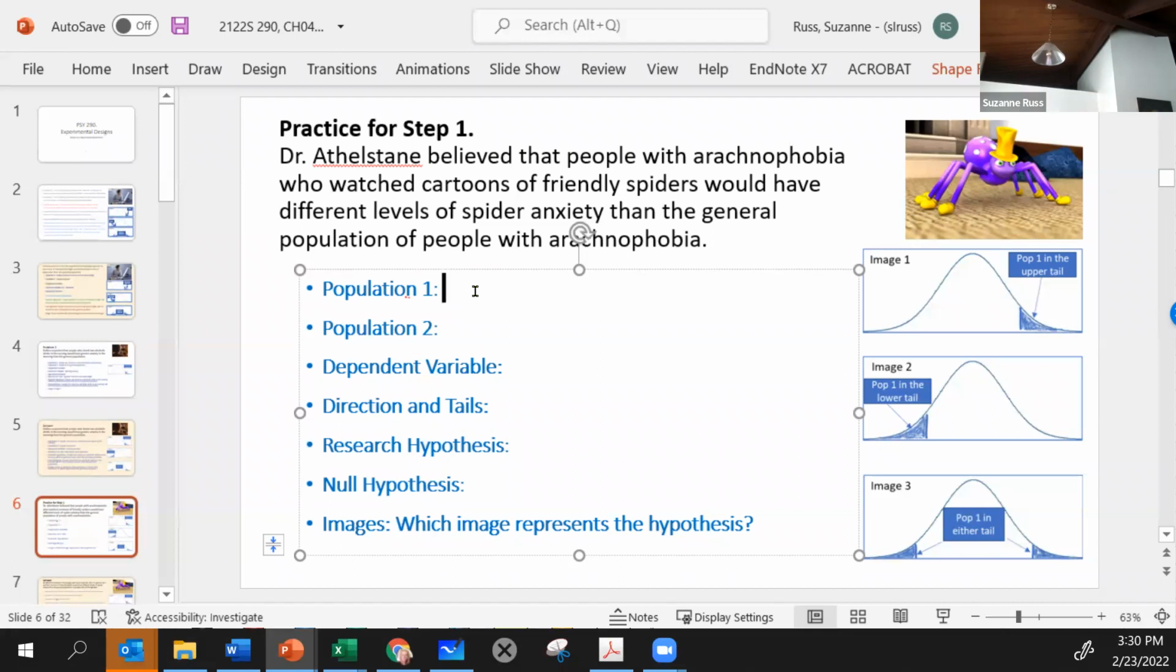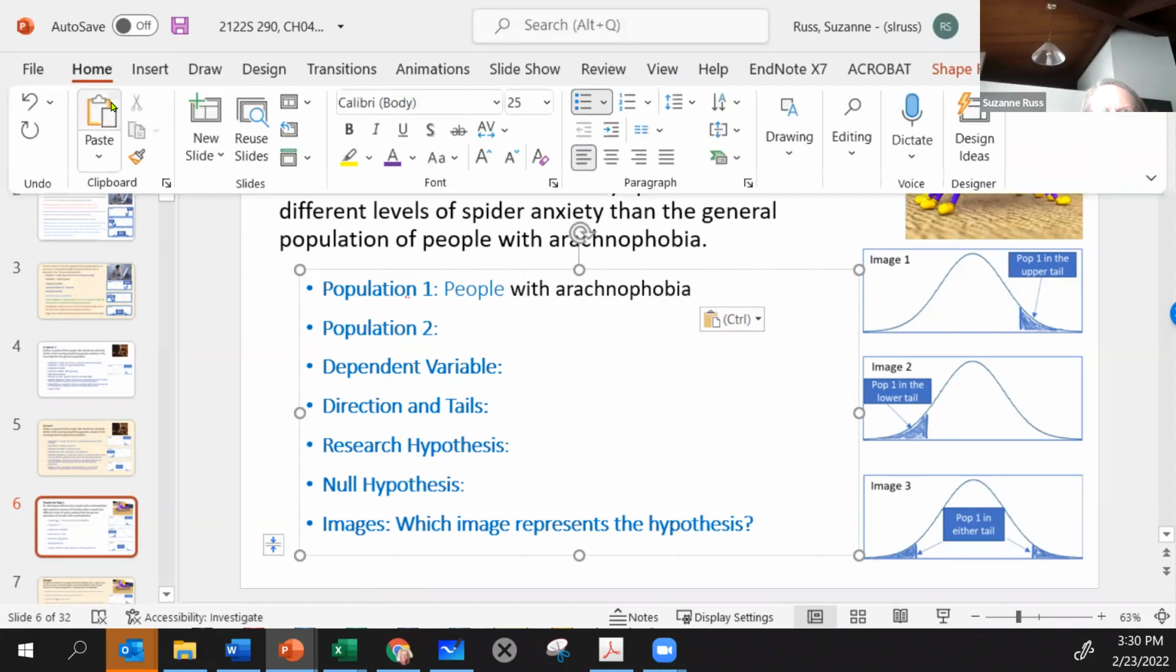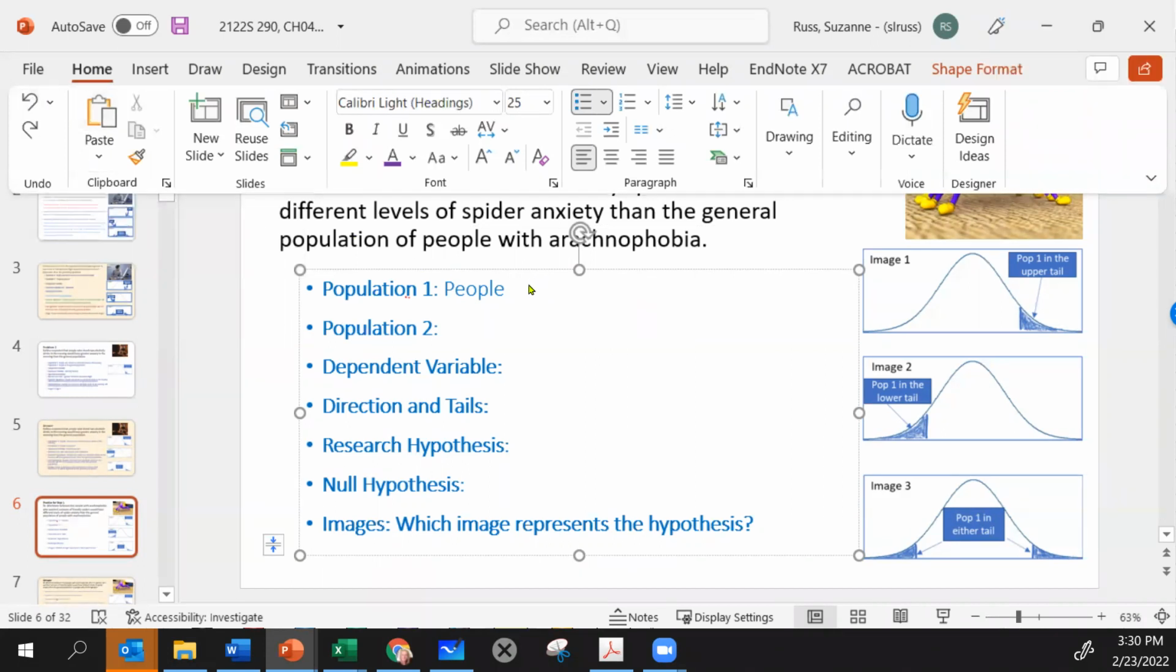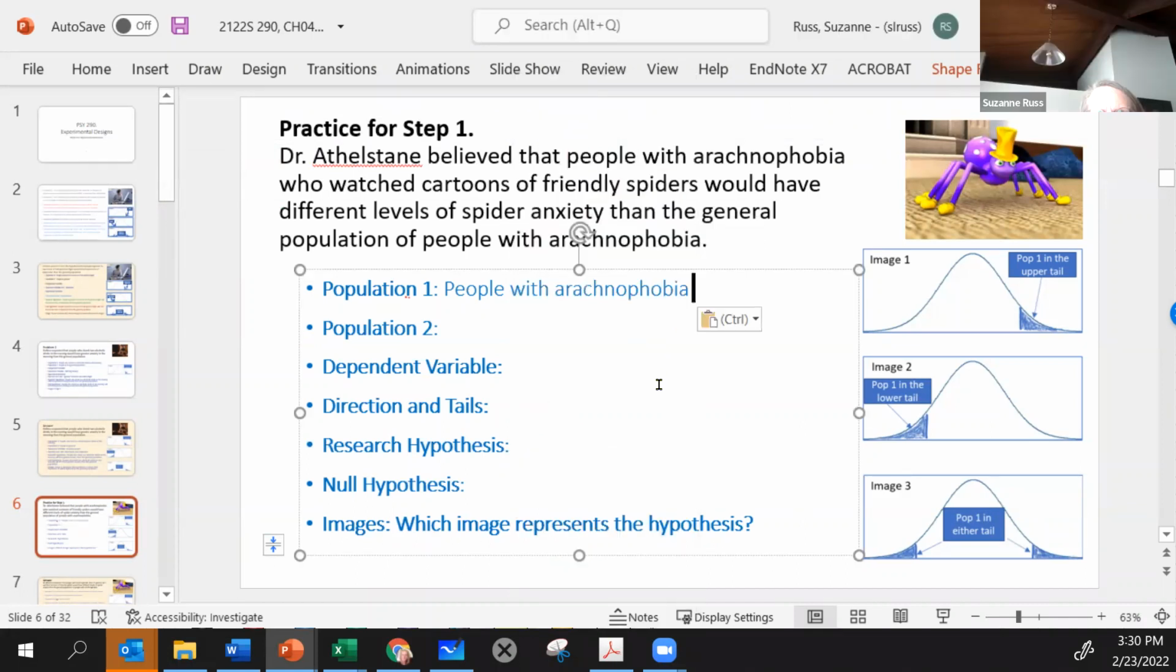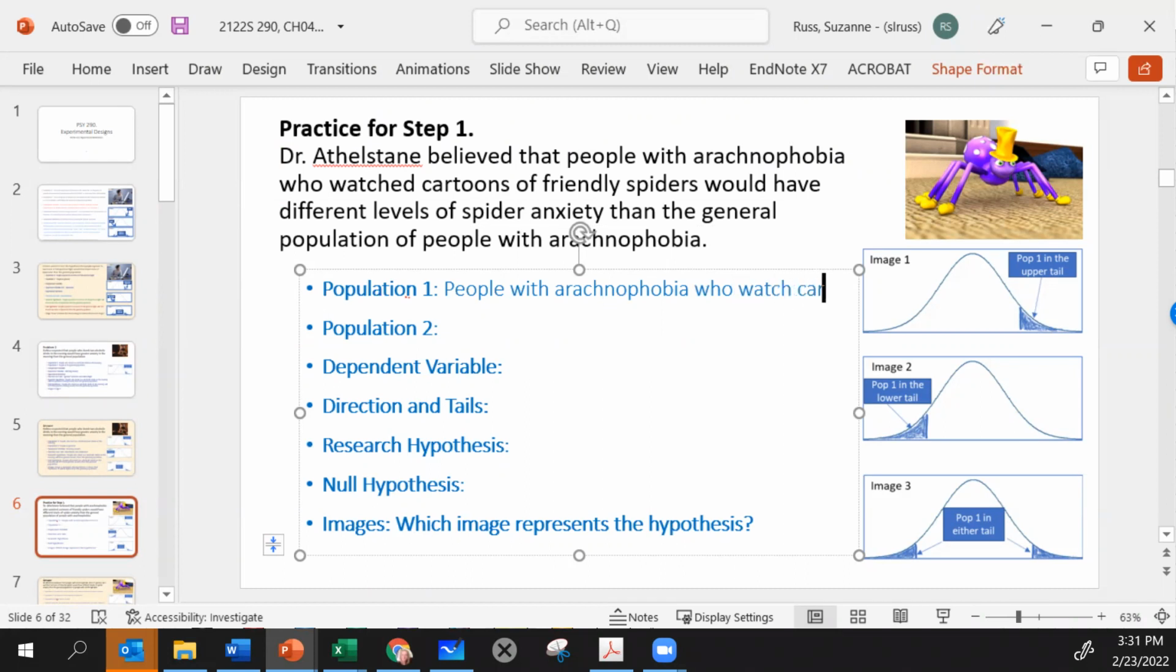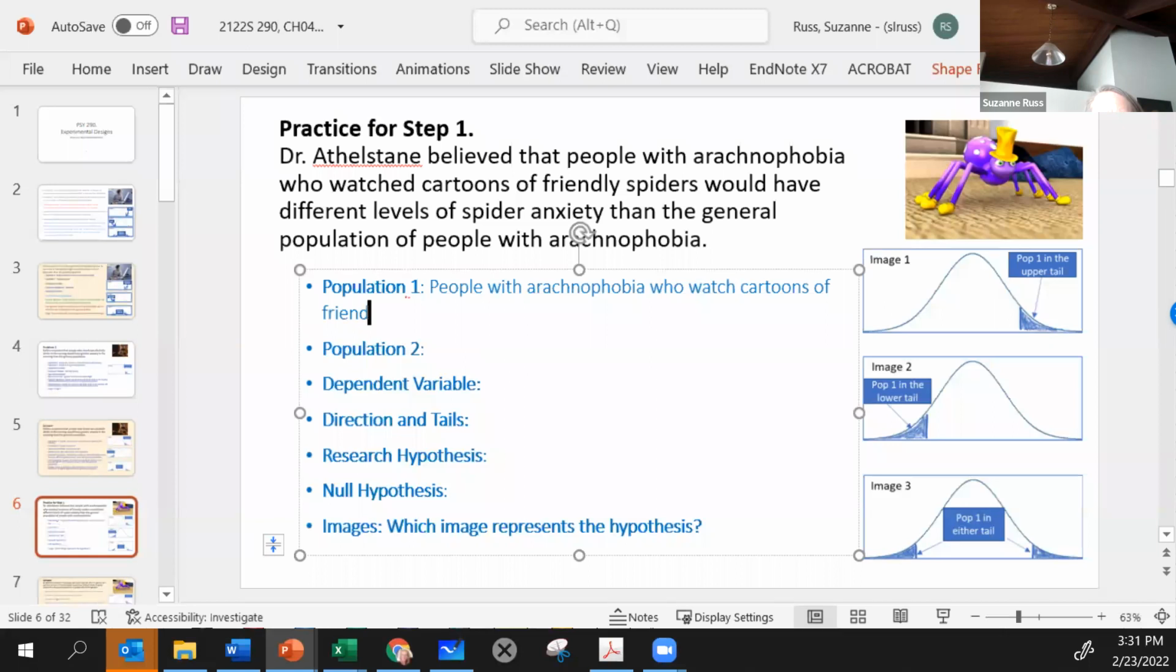And we'll start in this case with the word people. So people, how would we finish that? Let me just call on someone. Doris, can I call on you? People with arachnophobia, something like that. Is that the whole group that she thinks will be different? People with arachnophobia, or is there something else about them? Who watch cartoons. Yeah, people with arachnophobia who watch cartoons of friendly spiders. All right, silly. That's her hypothesis. Doesn't matter if it's silly.